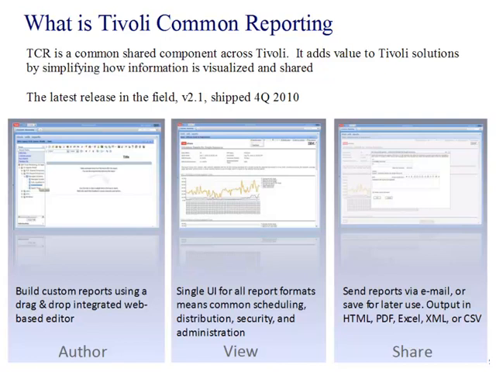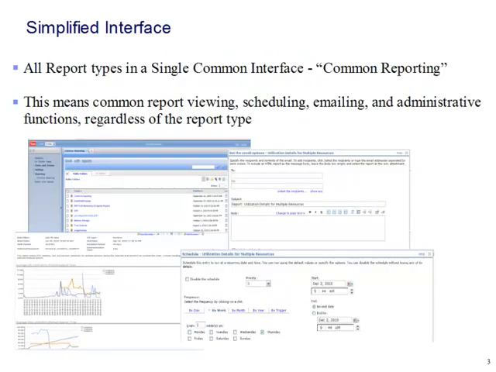The remainder of the presentation will focus on what is new with Tivoli Common Reporting 2.1. As I mentioned earlier, there's a single common reporting interface. So all of your BERT-based reports show up in the same interface as your new Cognos-based reports do. So under common reporting, you'll see all the report types. This means there's a common UI for viewing your reports, scheduling your reports, emailing, administrative functions, regardless of whether they're BERT-based reports or Cognos-based reports. Of course, the BERT-based reports can be authored in the web-based editor still.